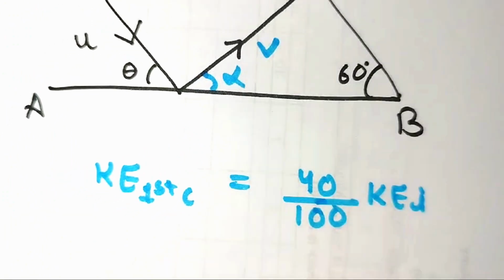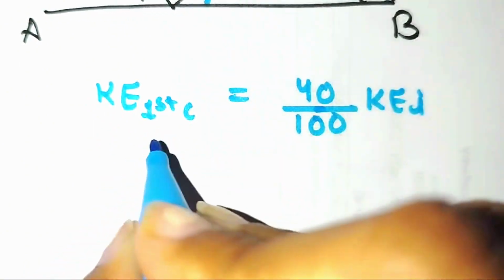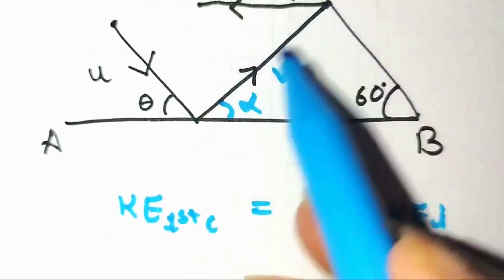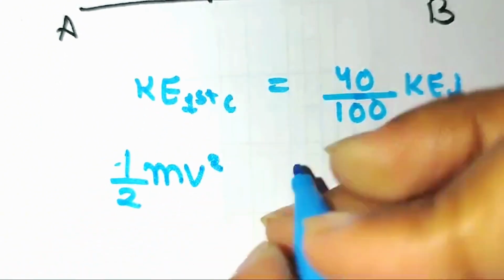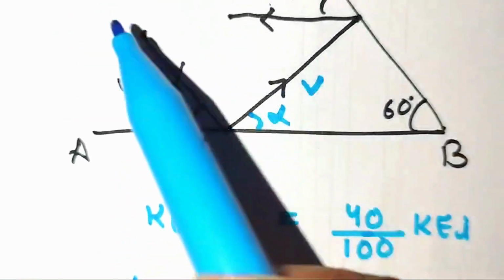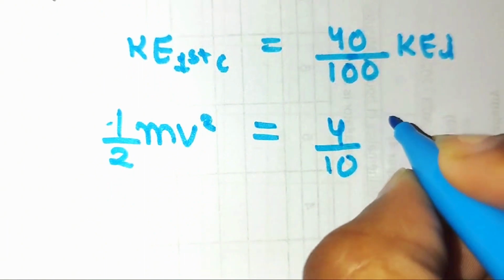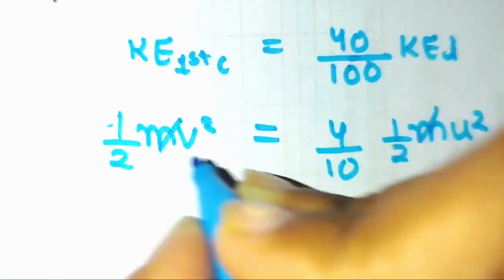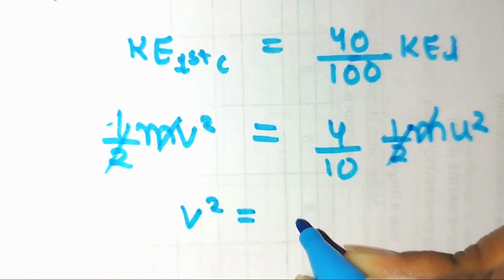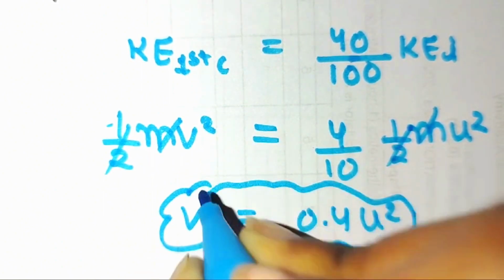Okay, so then I'll just elaborate this concept. Kinetic energy after the first collision is half of mv square, and kinetic energy initial is half of mu square. So 4 divided by 10, half of mu square. Now mass and mass can cancel off, and also the half and half. So v square is 0.4 u square, and I'll keep this for later.